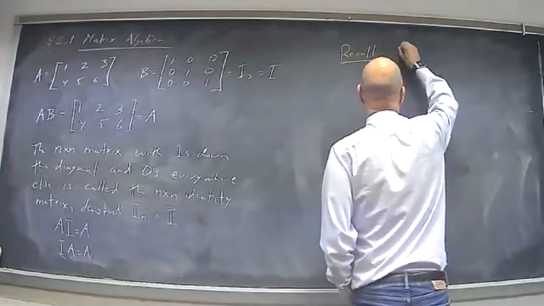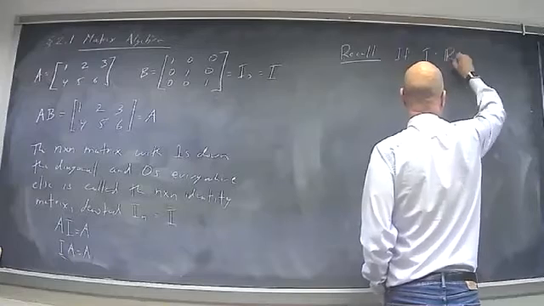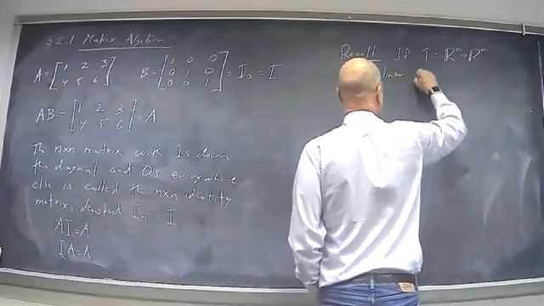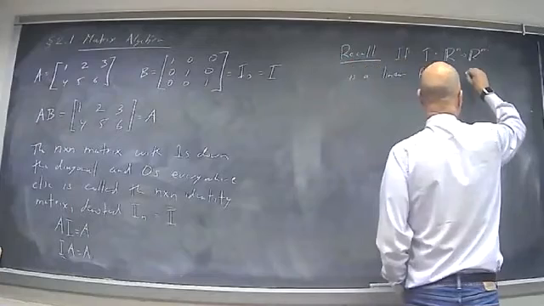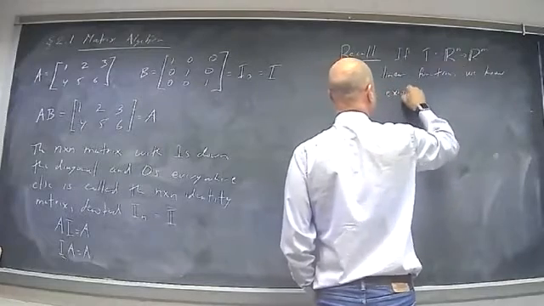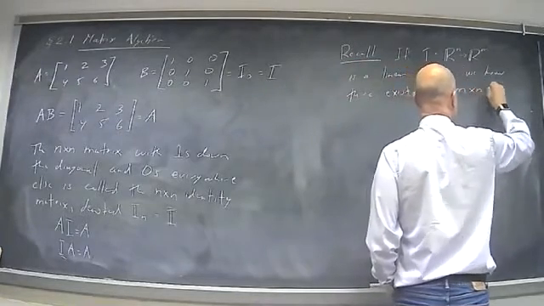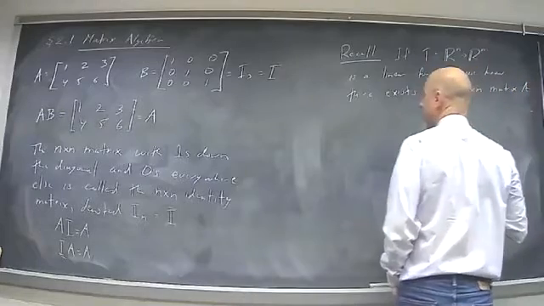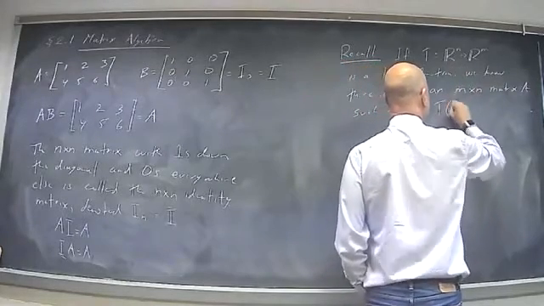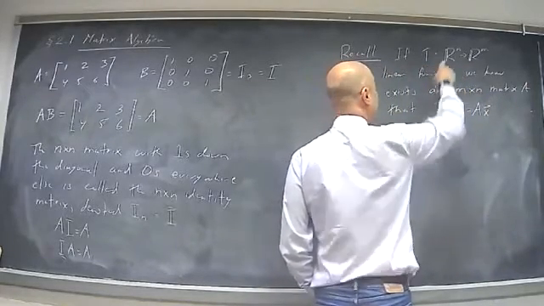So remember, if T going from Rn to Rm is a linear function, we know that there exists a matrix, we say an m by n matrix A, such that T of x equals A times x for the vector x in the domain.